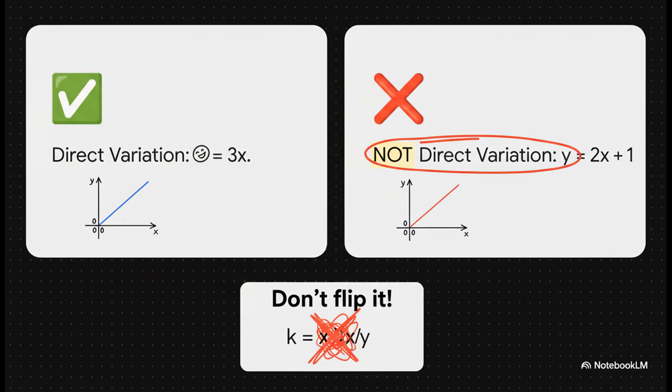Now really quick, let's talk about a couple of common traps to watch out for. First, if you see any addition or subtraction, like in y equals 2x plus 1, it's immediately disqualified. That plus 1 messes everything up because it means the line doesn't start at 0. It has to be strictly multiplication. And second, always remember that k is y divided by x. Don't accidentally flip it around.